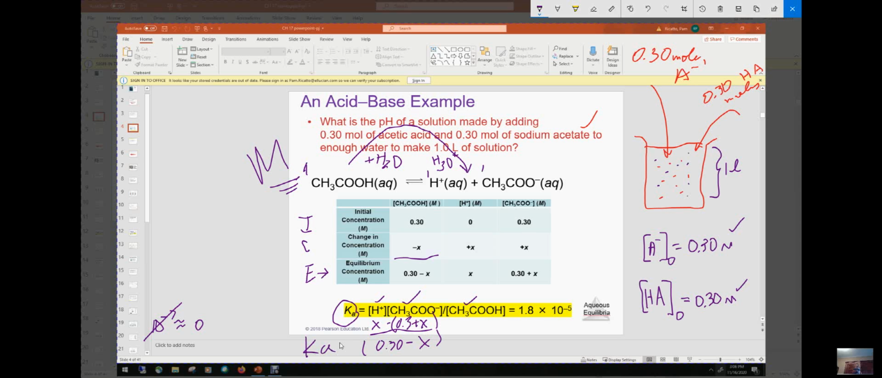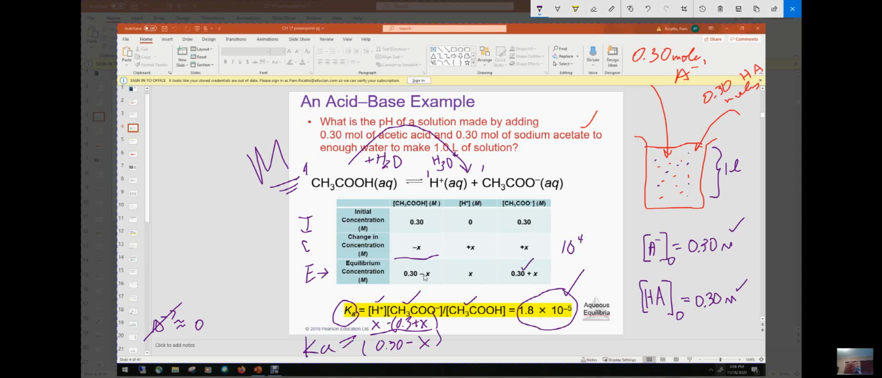Okay, I know the value of Ka. Here's the Ka that's given to you. Well, guess what? X is going to turn out to be very small, right? The value of K is 1.8 times 10 to the minus 5. This is 0.3, okay? So even if this wasn't buffered, 0.3 is an enormous number next to 10 to the minus 5. This is 10 to the minus 1, this is 10 to the minus 5. That's 4 orders of magnitude, right? 0.3 is 100,000 times bigger than X.